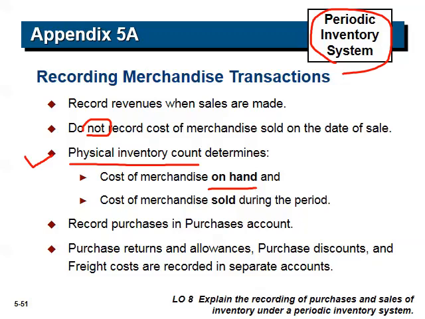And then of course, we saw that formula. It tells you the cost of merchandise sold as well. We record purchases in the purchases account as opposed to inventory, and purchase returns and allowances, purchase discounts, and freight costs are in separate accounts rather than all coming out of the inventory account.